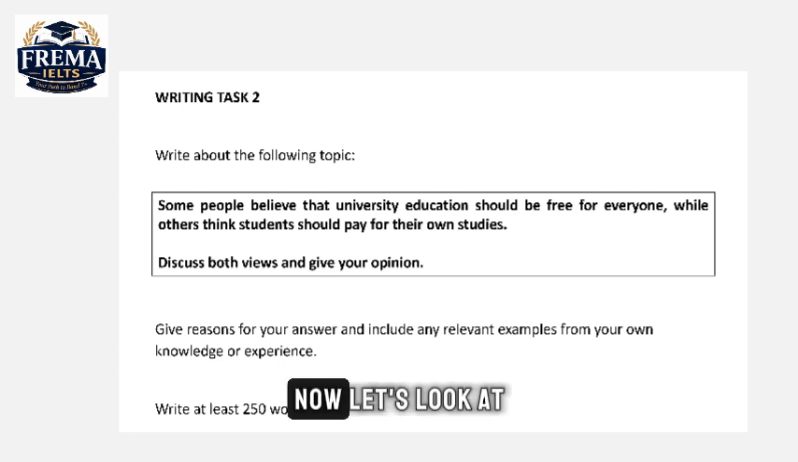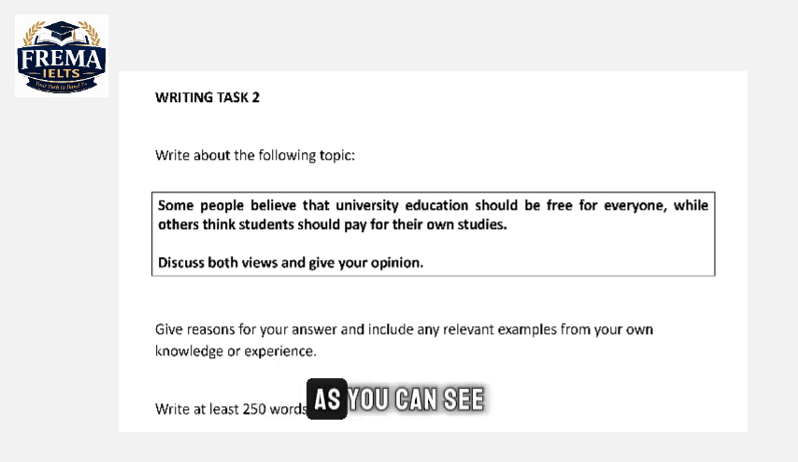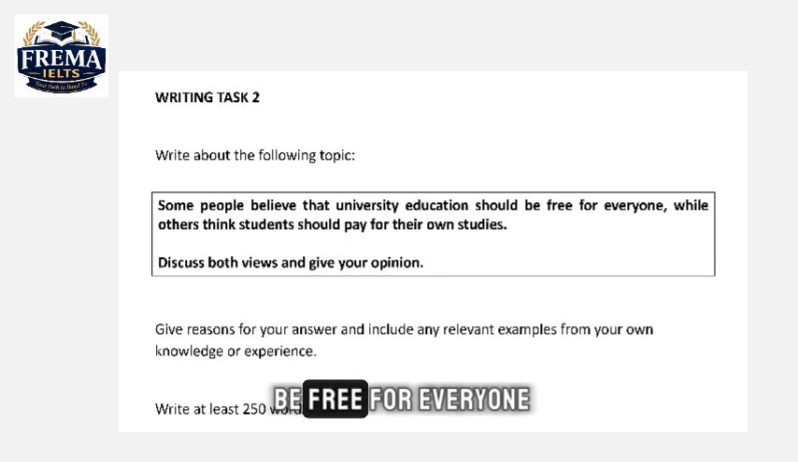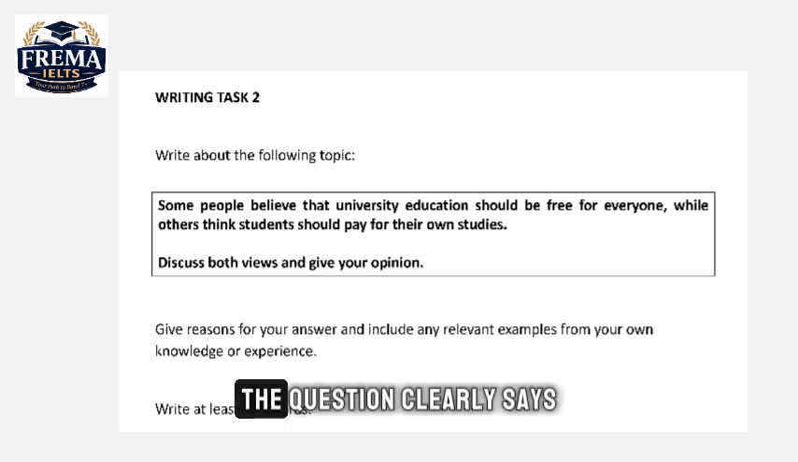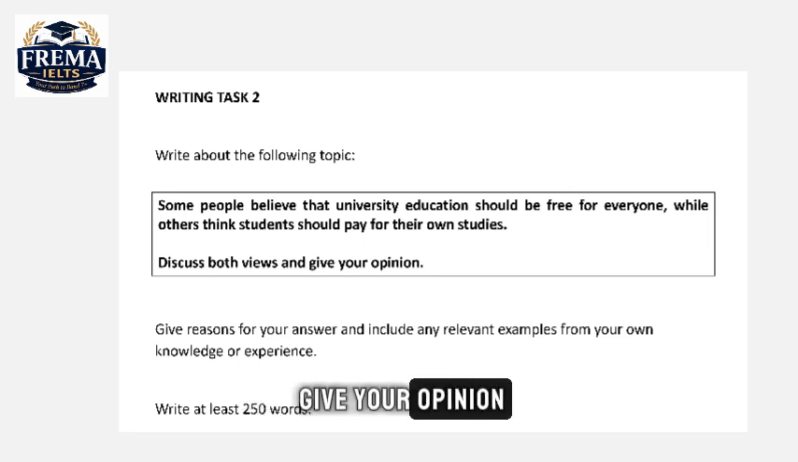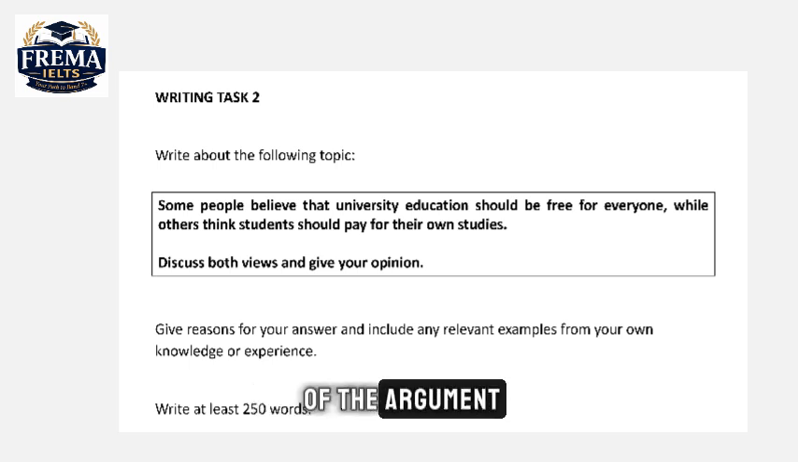Now let's look at this IELTS writing task 2 sample question. As you can see on the board, the topic discusses university education and whether it should be free for everyone or whether students should pay for their own studies. The question clearly says, discuss both views and give your opinion. This means that you must explain both sides of the argument and then clearly state your own opinion.